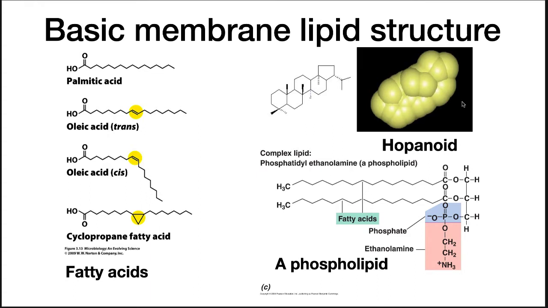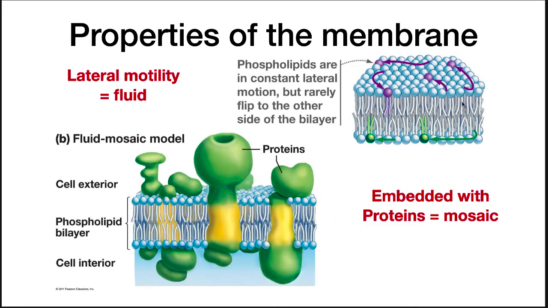Membranes also contain hopanoids, which are similar in structure to sterols in eukaryotic membranes. They add stability to the membrane. The phospholipids will orient in a double-sided surface, with the hydrophilic heads facing outward towards water and the interior of the membrane containing the hydrophobic fatty acid tails. This arrangement is called a lipid bilayer. Phospholipids are free to move laterally on the surface, as you can see in this upper right figure.